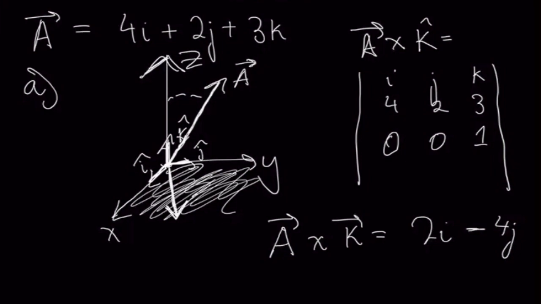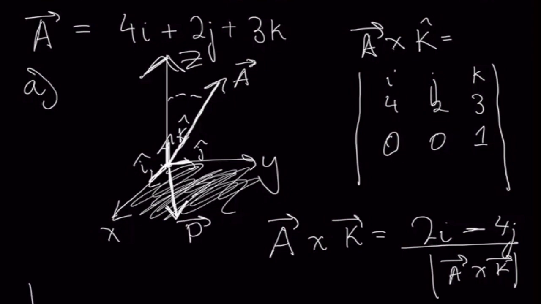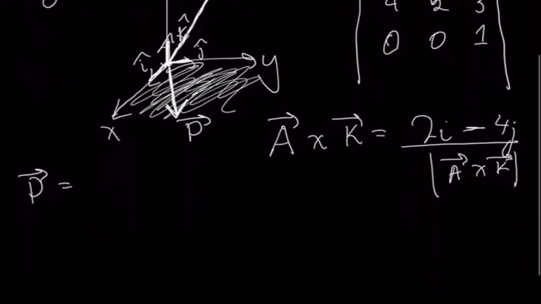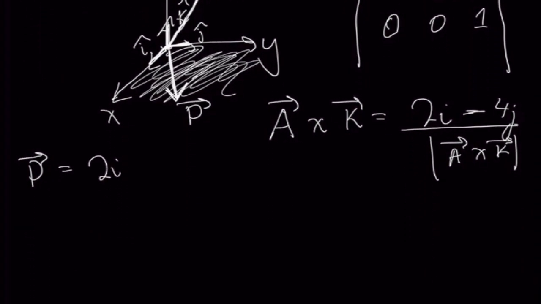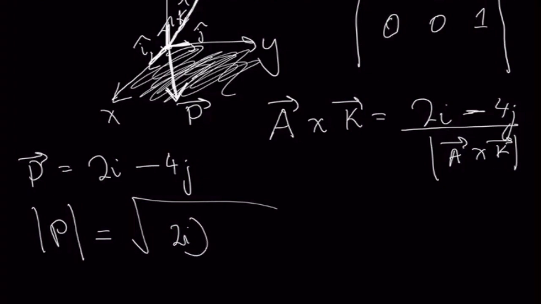And the question asks for a unit vector. So to get a unit vector, you simply divide this whole quantity by the magnitude of A cross k. So for simplicity, let's call the resulting vector P. So P equals 2i minus 4j. And now the magnitude of P is simply the square root of (2i) squared plus (negative 4j) squared.